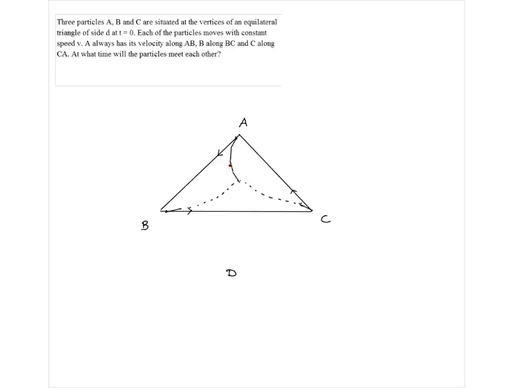We will use the concept that different people may see different types of journeys, but time is the same for everybody. Time is the same for everybody. Why not see everything with respect to B? If B is our observer, then B is not moving, isn't it?